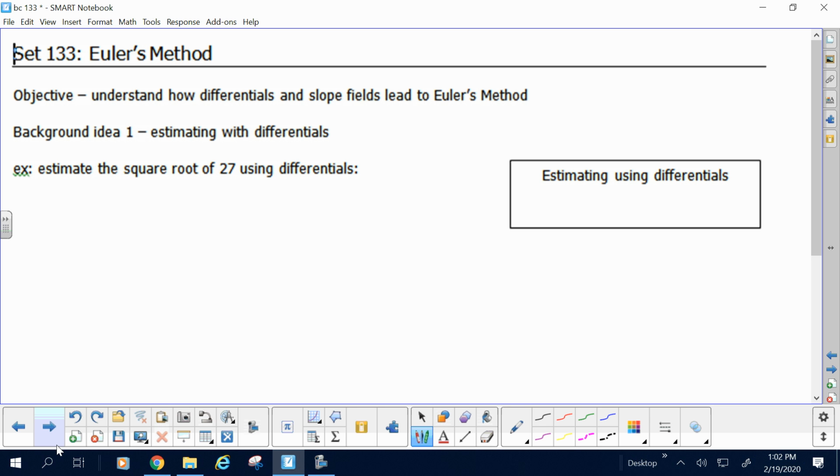haven't been taught. All right, so in order to get there, first, would you remind yourself how we use differentials? Would you estimate the square root of 27 using differentials? And we'll go over it in a minute to make sure you have the big ideas down correctly. Quality work is what's important, that's what's good.